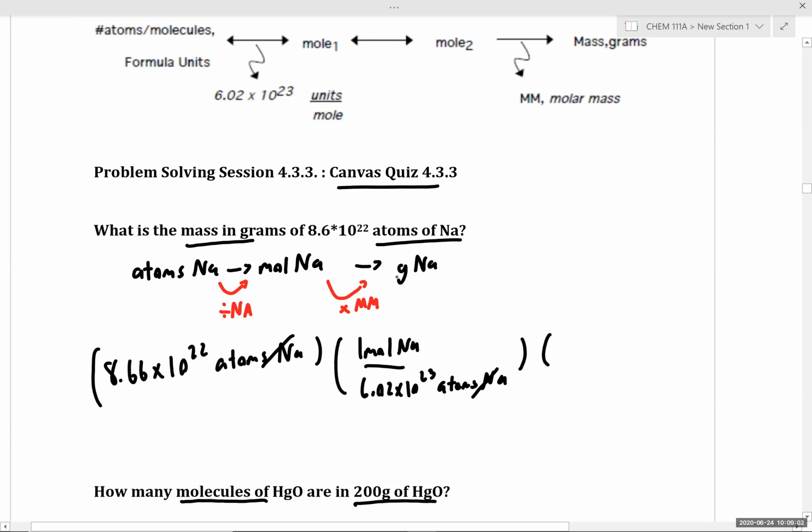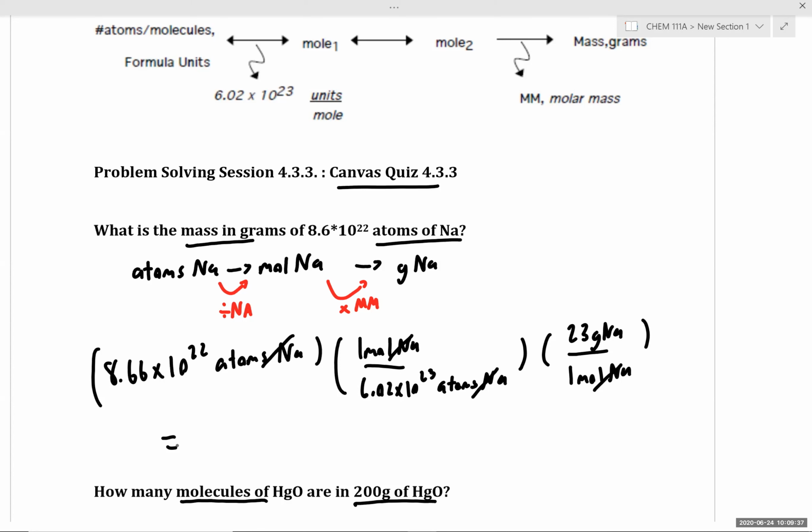Now to go from moles to grams, grams go on top, and we have 23 grams of sodium in 1 mole of sodium. Moles cancel, we're left with grams, and now all we have to do is punch this into our calculator. So let's do just that. So we have 8.66 times 10 to the 22nd divided by 6.02 times 10 to the 23rd times 23.